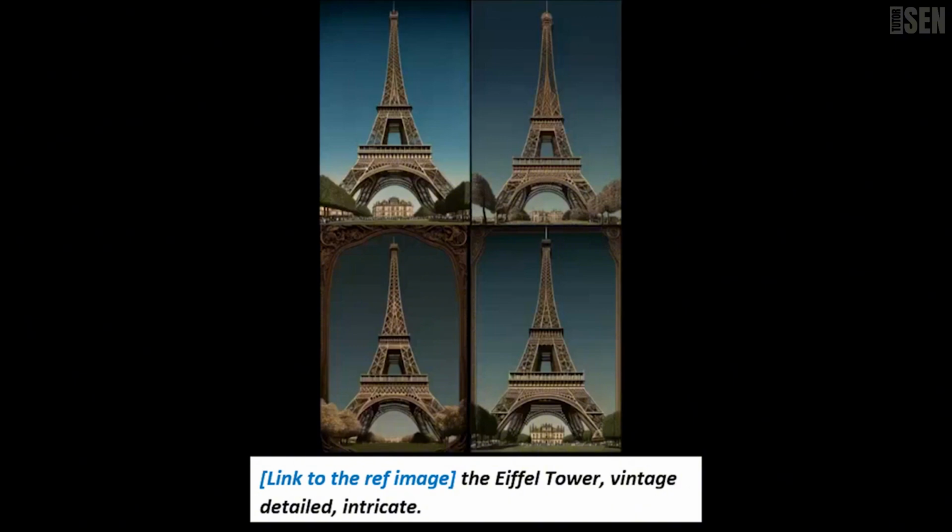Up next is a vintage style. The prompt is link to the reference image, the Eiffel Tower, vintage, detailed, intricate. So what do you think? It is in a vintage style. AI created a border for two of them and a little castle underneath. I guess Napoleon lives there.